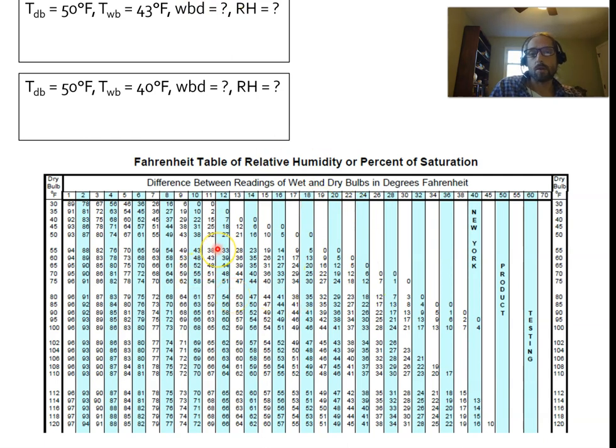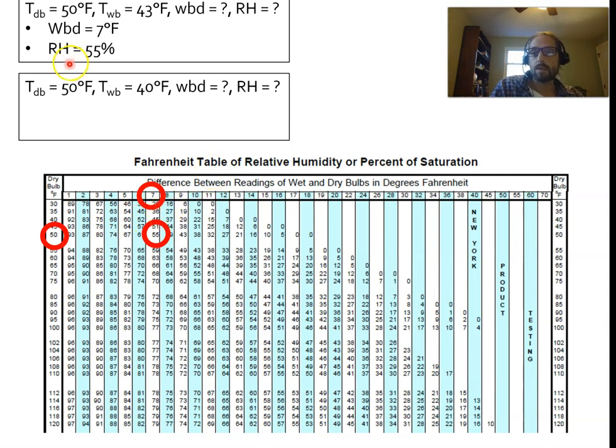This is one way we can determine that. This is just a chart used specifically for a sling psychrometer in this climate zone. So we have a dry bulb of 50, and a wet bulb of 43, so our wet bulb depression is 7, because 50 minus 43 is 7. That's how we use this chart. We find 50 and we find 7, and where they meet is 55. So our relative humidity is 55%.